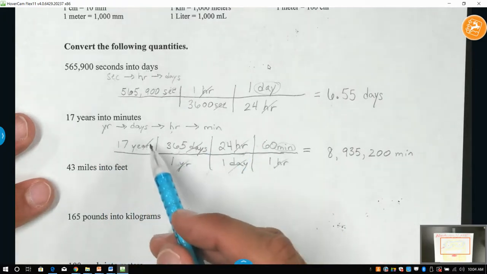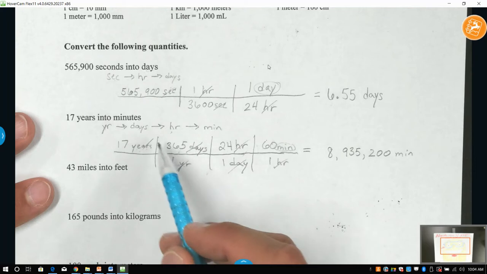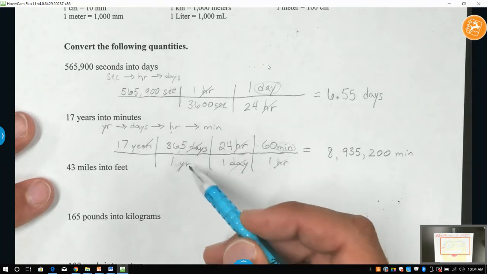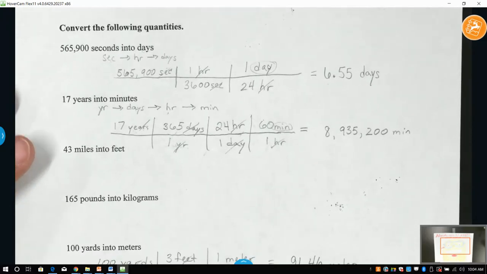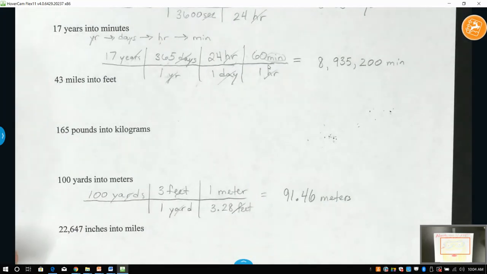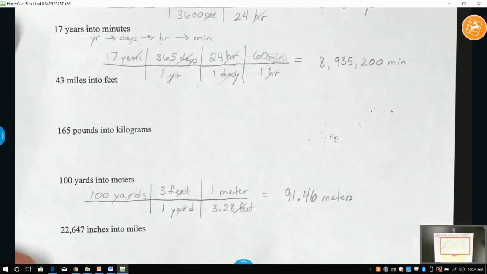In order to go from one unit to the next, you have to have the same unit on top and bottom so they cancel. If they are not, they will not cancel, and then you will pretty much wind up with the wrong answer here. And then we had another example here with the 100 yards into meters.